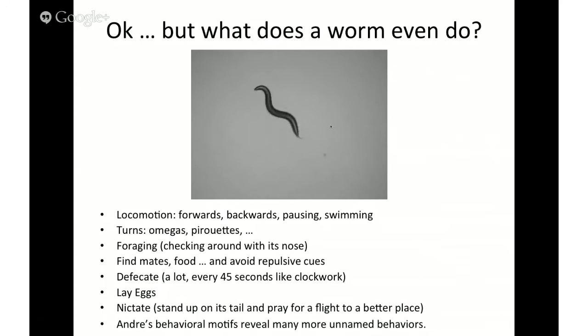And there's a nice paper which shows that Drosophila, fruit flies, can come by, and nictating worms will stick to them, and they can pick them up and move them to other plates. And then there's actually a host of behaviors that we don't know about, because all the behaviors we've identified are just by human beings looking at them and saying, oh, this is something that a worm does differently. But Andre's work using this large collection that I'll talk to you about in a second shows that there are behavioral motifs for which we don't have names. You look at it and say, I don't even know what this worm is doing. I didn't even know that was a thing. So it's quite clear that there's a lot that's escaped our attention.